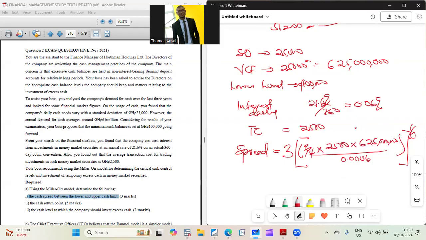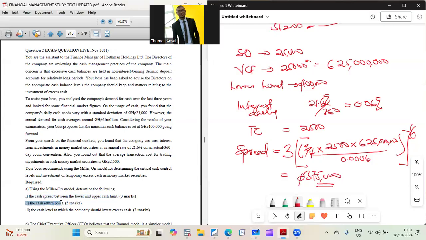So how do you go about this? You can do it like I always do: you do what is in the brackets. So you have this multiplying 2,500. Then you have 0.006 to deal with. Then you are multiplying everything by 3/4, and taking the cube root of everything, power 1/3. That has given me 125,000, everything that I've done in here. Then I'm multiplying it by 3, and that gives me 375,000. So that is my spread. This one, of course, is in cedis.